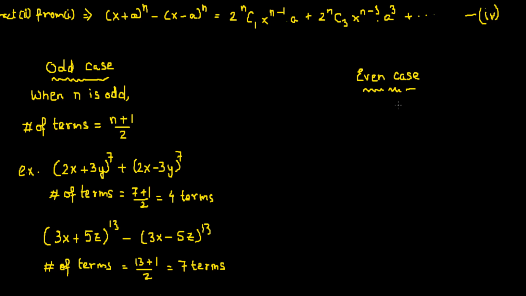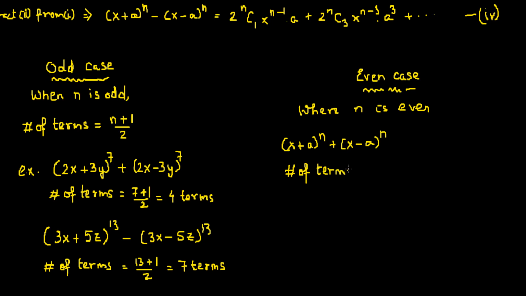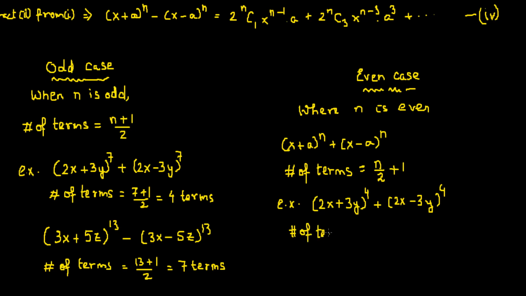In the even case, again we'll have two more cases. When n is even, for the first case, which is (x + a)^n + (x - a)^n, the number of terms can be determined by using the formula n/2 + 1. So if I'm given the expression (2x + 3y)^4 + (2x - 3y)^4, the number of terms will be 4/2 + 1, which is 3. So then we have 3 terms.